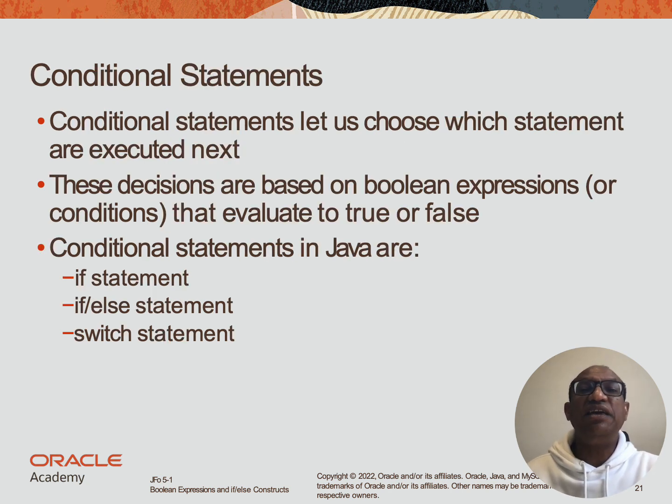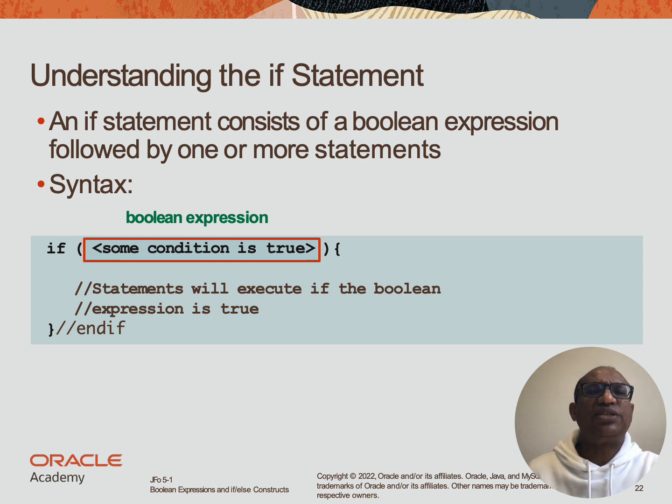Conditional statements like if and if else let your program choose what to do next based on Boolean expressions. An if statement checks a condition and runs a block of code if the result is true. Otherwise, it skips the block. The condition to be evaluated is surrounded by parentheses. It's referred to as Boolean expression because it must evaluate to either true or false.